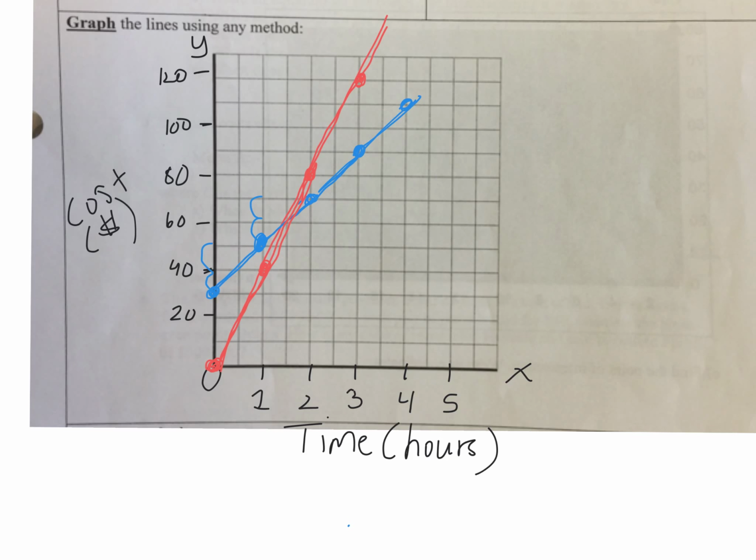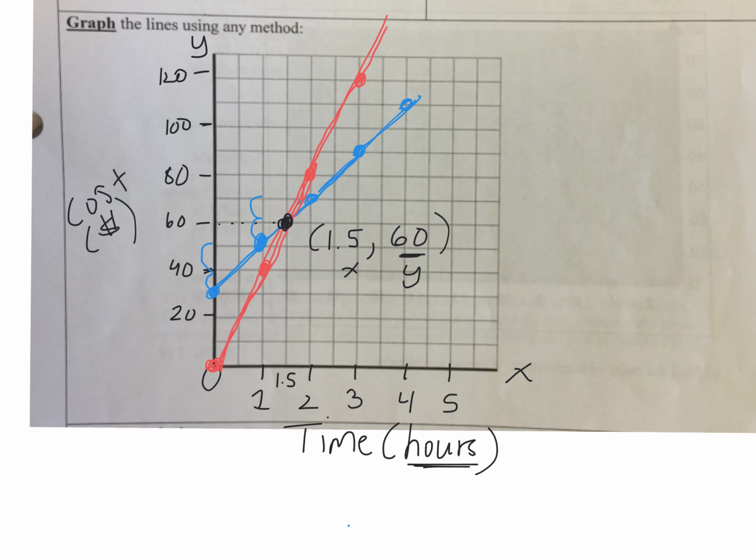But you should have a point. The point of intersection should be located here, which is at 1.5, 60. What does that mean? You tell me, what does that mean in this situation? 1.5, 60 means what? If you are using the service for an hour and a half, so 1.5 hours, it will cost $60 for both services. That's the key word there. Both of these services will charge $60 for an hour and a half.